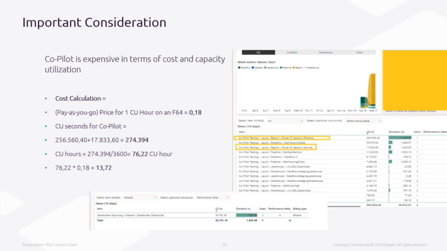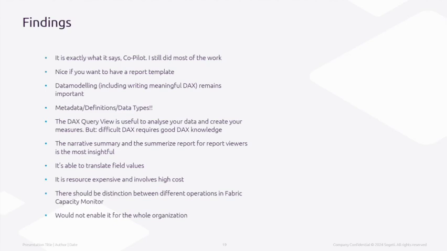Okay. So my findings. It's exactly what it says. It's a Copilot, but I still did most of the work. That's what I was waiting for you to say. Yeah, I'm the pilot. He is actually the Copilot. It's nice if you want to have a report template. Data modeling remains important. Without a data model, trash in, trash out. Think about metadata, definitions, data types, column headers, everything. It's so important, because otherwise Copilot doesn't understand what you're doing.